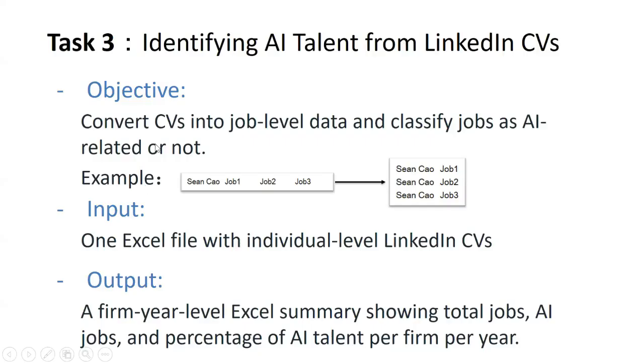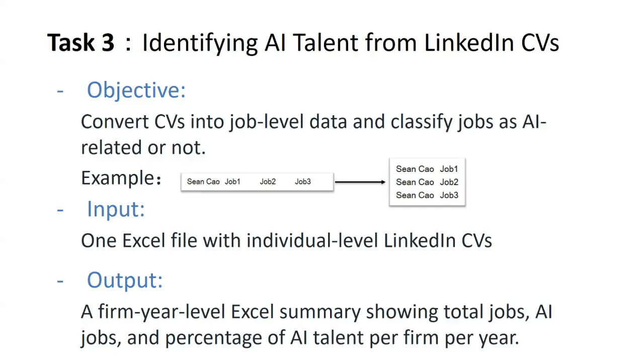So what you do is, first, the input is what? The input is a lot of people's CVs, employee CVs. The output is what? The output is to identify whether the job is an AI job or a non-AI job. So make sure you understand the input and output. The input is the employee CV. The output is whether the job is an AI job or a non-AI job.